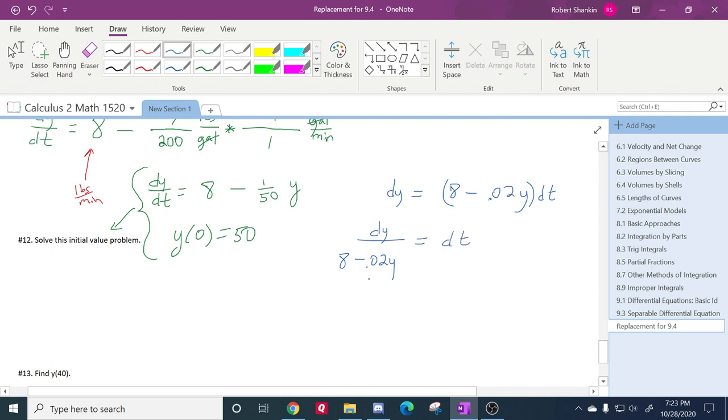So it's separable, we've separated them. It's the only way we know how to solve this complicated of a differential equation. Separation of variables, and then we integrate both sides.